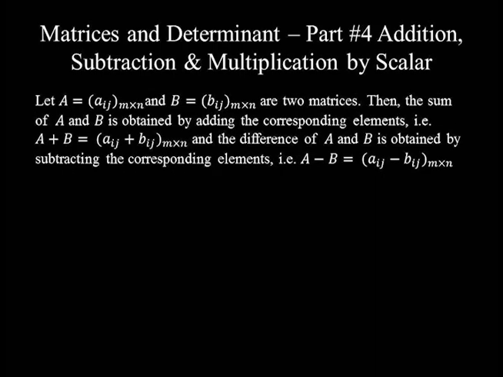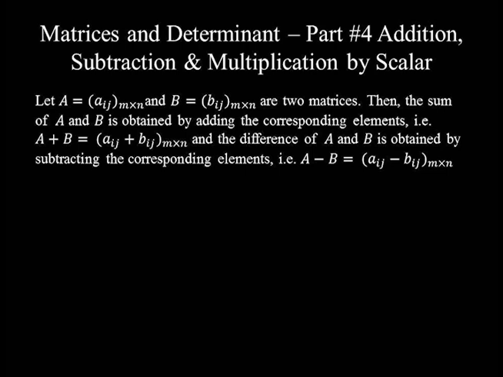Let A equal to A sub ij with an order m by n, and B equal to B sub ij with an order m by n are 2 matrices. Then the sum of A and B is obtained by adding the corresponding elements, that's A plus B equal to A sub ij plus B sub ij with order m by n, and the difference of A and B is obtained by subtracting the corresponding elements, that's A minus B equal to A sub ij minus B sub ij with order m by n. This definition addresses 2 basic things.